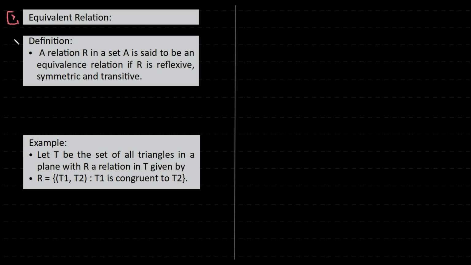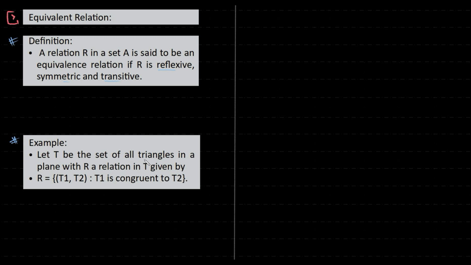We are looking at equivalence relation. So a relation in a set A is said to be an equivalence relation if R is reflexive, symmetric and transitive. If it holds all of these properties, then it's said to be equivalent. Okay, so let me pick up an example.